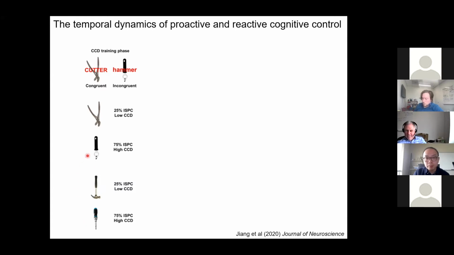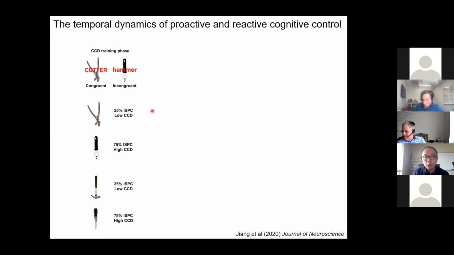Therefore, those 2 tools are associated with low control demand, and those 2 tools are associated with high control demand. So that's the behavioral manipulation, and indeed in the behavioral data, we find that this manipulation modulates subjects' response time, as has already been demonstrated in previous studies. We are interested in what's happening in the brain.